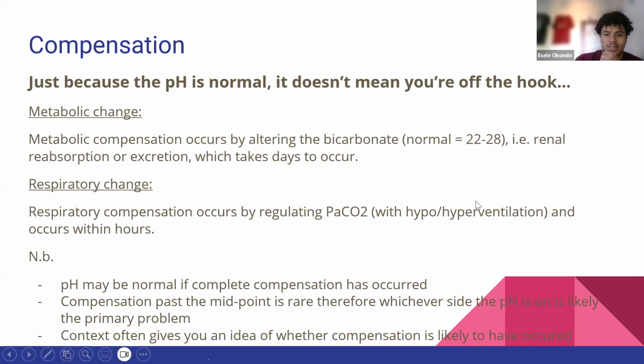So metabolic compensation occurs by changing bicarbonate via renal reabsorption or excretion, and the key thing is this happens over a longer period of time, generally taking days, whereas your respiratory change can occur almost immediately by regulating the PaCO2 with hypo or hyperventilation, and this occurs within hours or even on a shorter time scale. To be honest, respiratory compensation can be very quick. I guess the ABG would change over a period of hours, but in terms of the initial change in breathing, it can be quite quick.